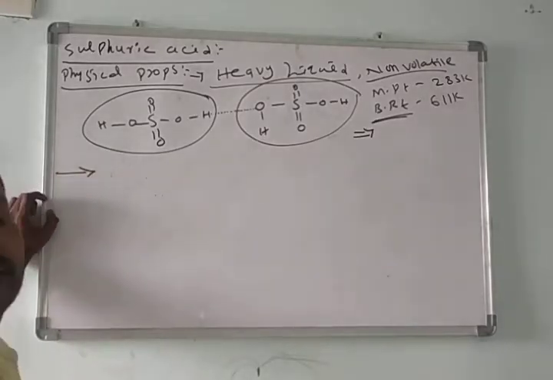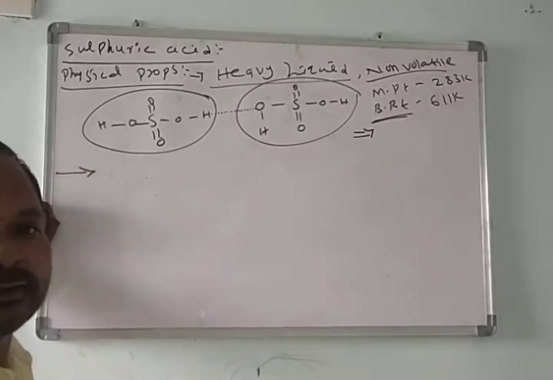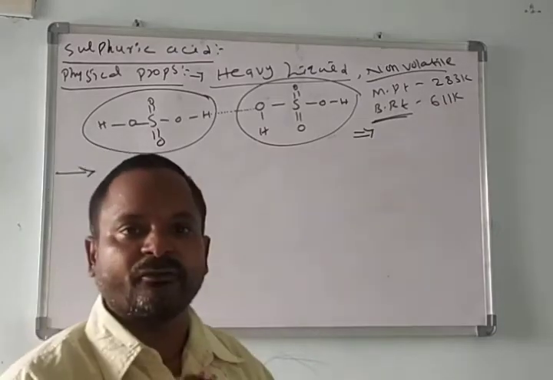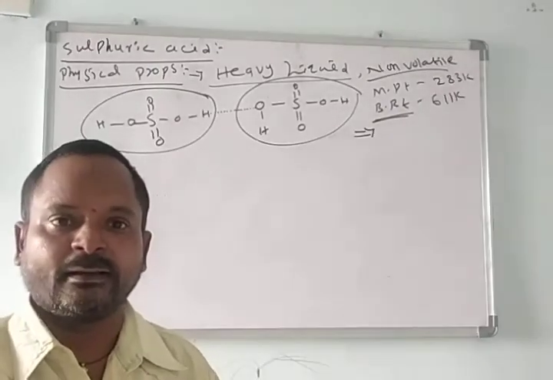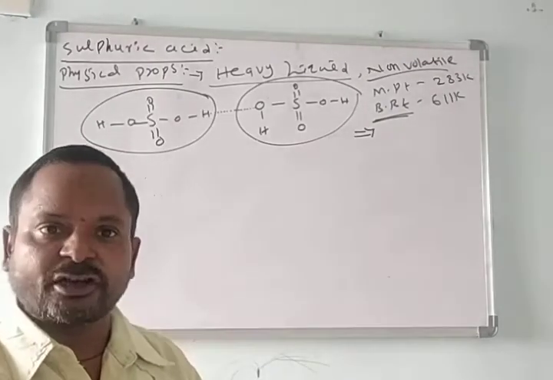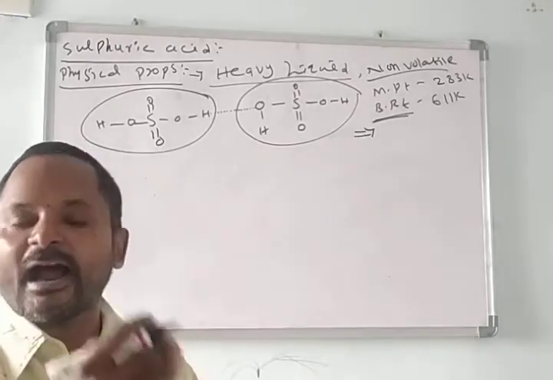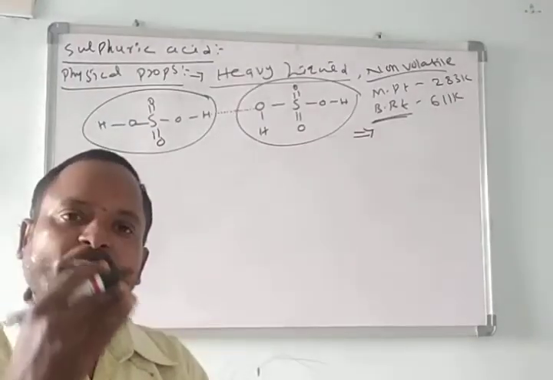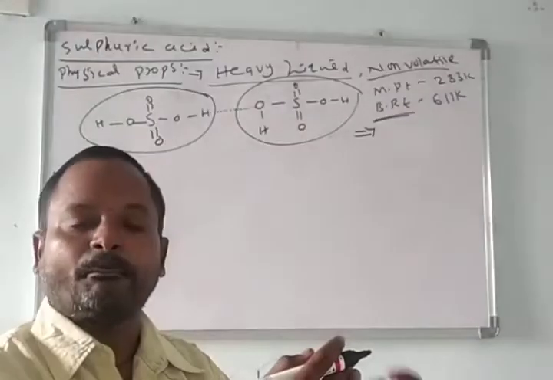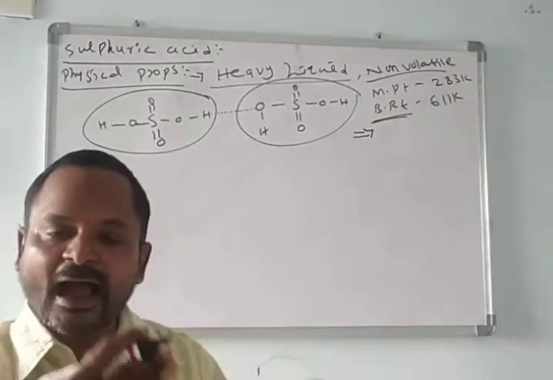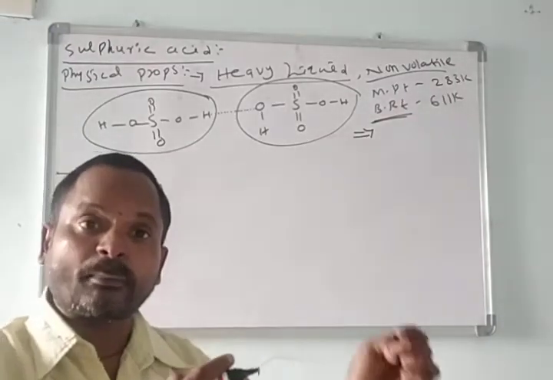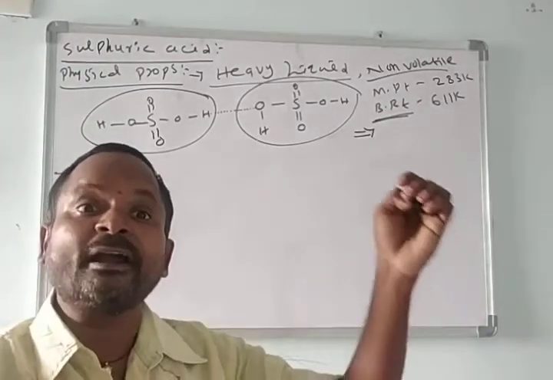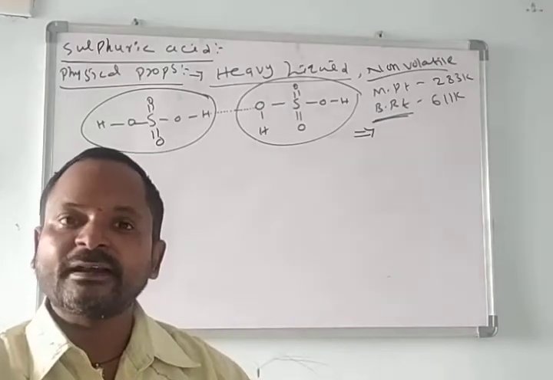During the dilution of concentrated sulfuric acid, we will face some problems practically. What are those? During the dilution of sulfuric acid, we should add the sulfuric acid dropwise and slowly to the water, by stirring only.